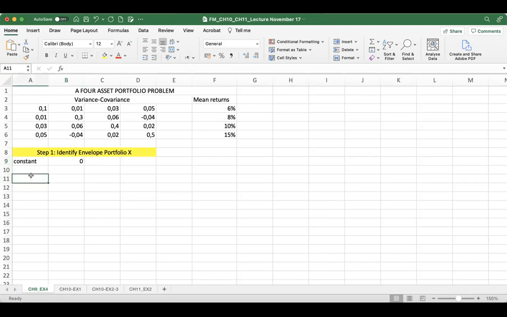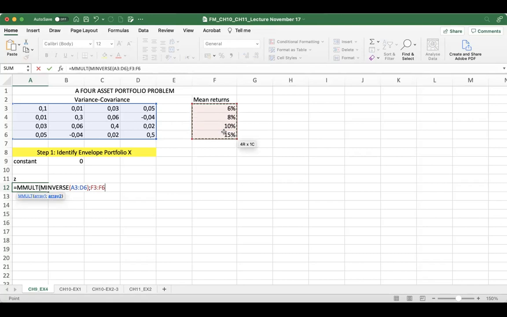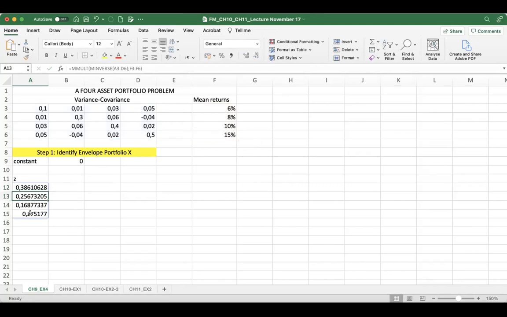So now the Z vector is equal to, sorry, you have to multiply the inverse of the variance covariance matrix by ER minus C. These are the ER vector minus C0. So we'll keep the same ER. So these are the Z, or the components of the Z vector.